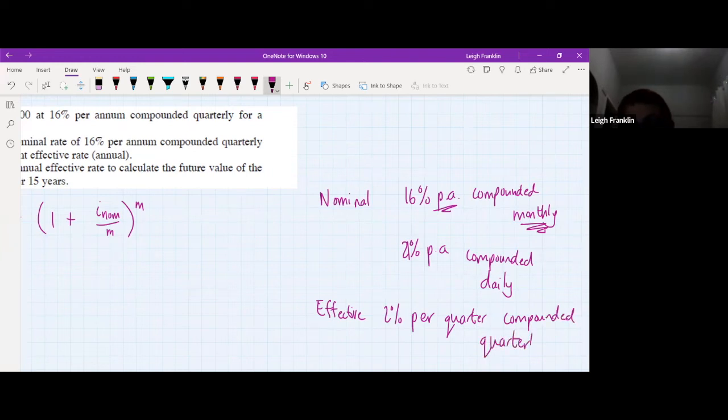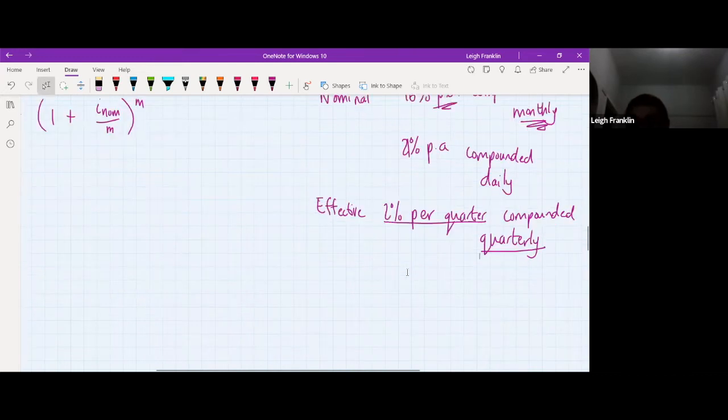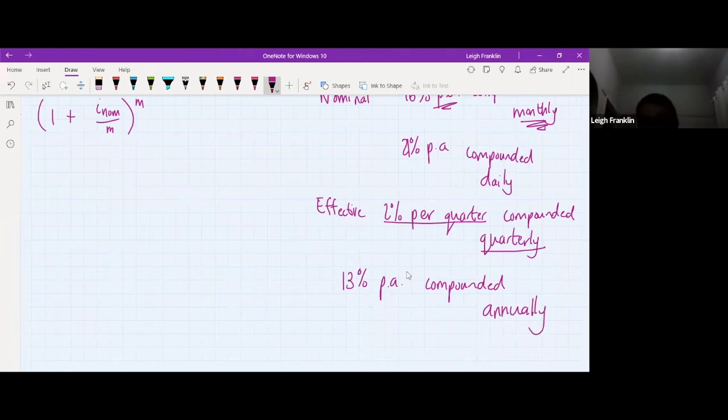Okay, so can you see that the rate quoted is the same as how often it is compounded? That's an effective rate. Or if you had something like 13% per annum compounded annually, then that is an effective rate, because the amount that the rate is quoted for, so per annum, is the same as its compounding period. So that's the difference between the two.